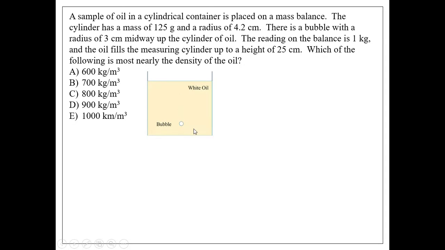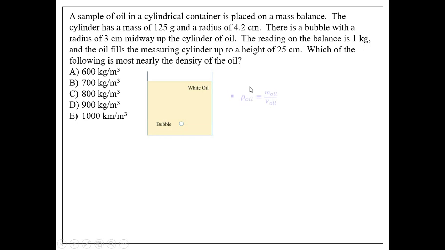Okay, so I just gave you a visual here to help you visualize. There's oil and there's a bubble. Not drawn to scale, of course, because the radius of the cylinder is 4.3 centimeters, and the bubble has a radius of 3, which is way bigger than this. But this is just to help you realize that there's a bubble in the center. And it says the reading on the balance is 1 kilogram, and the oil fills the measuring cylinder to a height of 25 centimeters. So by the time you put the cylinder down and pour the oil in, the scale itself reads 1 kilogram, and you fill this particular oil to a height of 25 centimeters. And it says which of the following is most nearly the density of the oil.